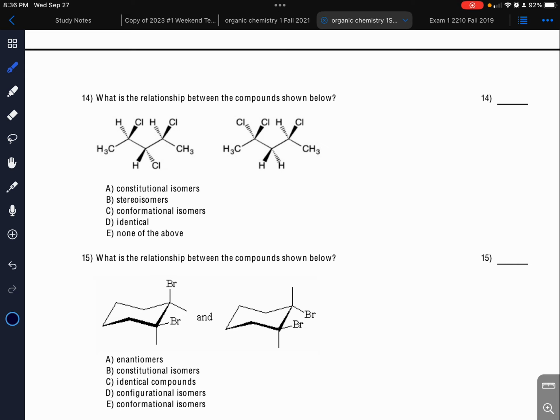Then I look and I see this has an HCl, this has an HCl, this has an HCl. And then I look, this has 2 Cl's and this has 2 H's. They're not attached the same way. Therefore, they have to be constitutional isomers.